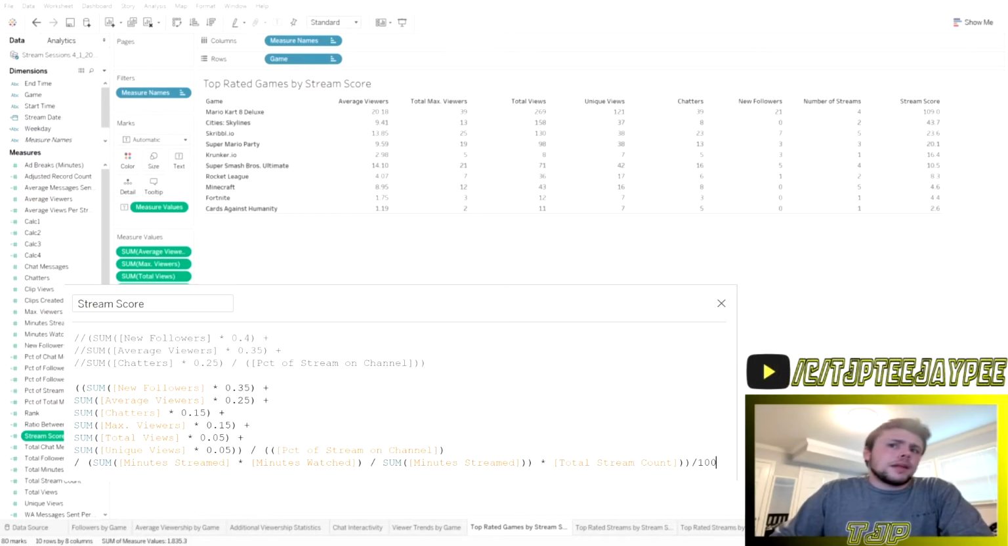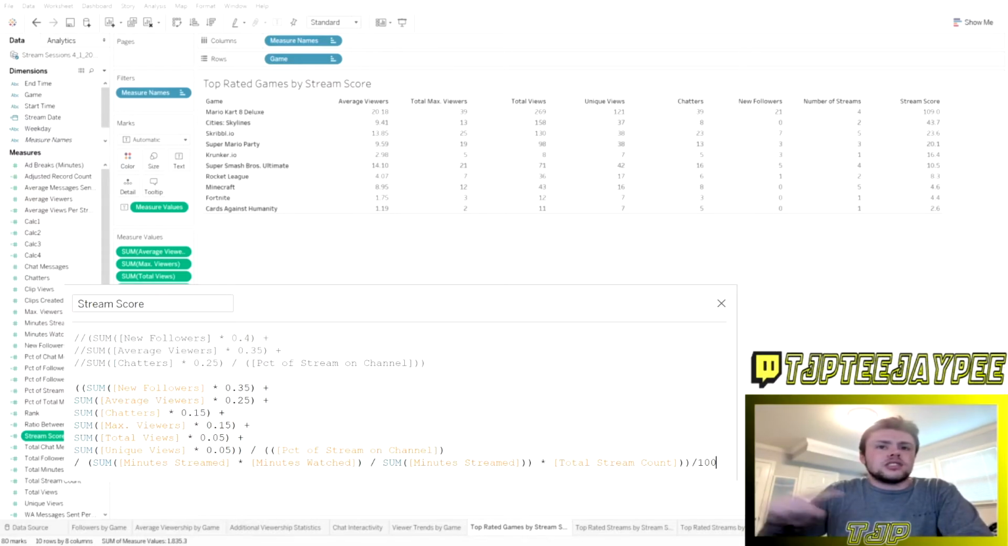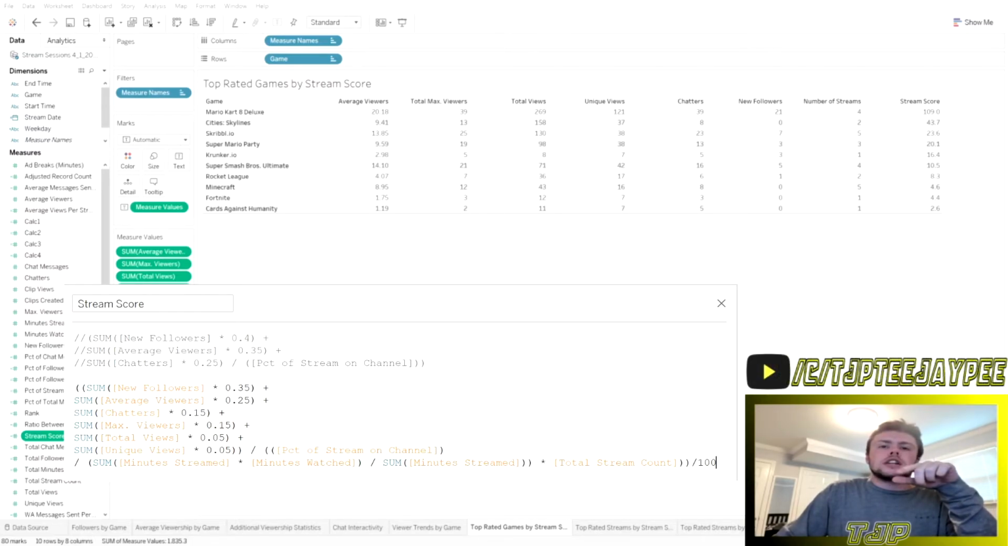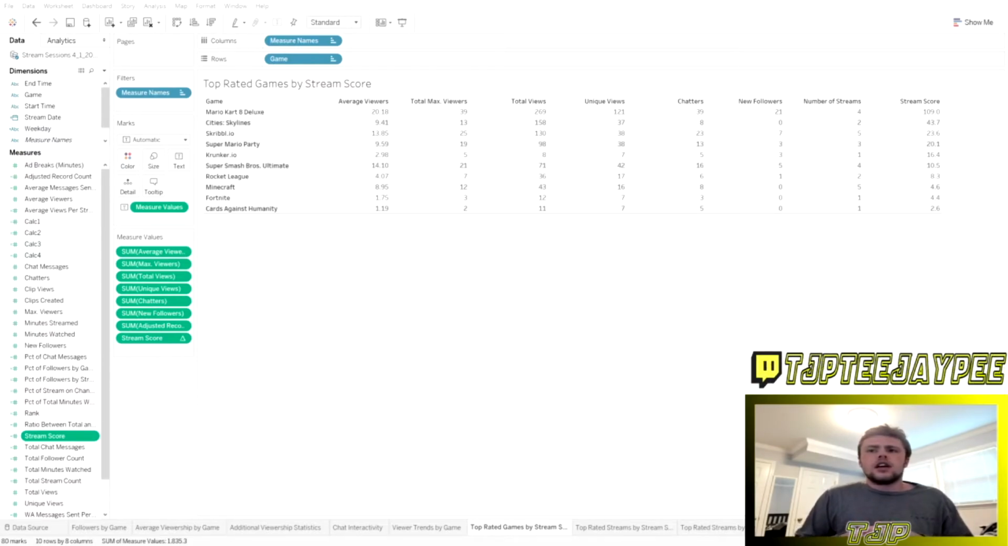So I did those metrics in the numerator, but then I also have percentage of stream on channel. So the more streams I do, the lower that could be if the standards of the followers, the viewers, and the chatters aren't maintained or they go down, right? And then I also divide the percentage of stream on the channel by the weighted average of people watching my stream. So basically, I weighted that minutes watched based on the amount of minutes I've streamed total, right? And then I multiply by the total stream count of my channel, and then I divide that by 100. That's how I get my metric. I just wanted to go with that because I feel like that gives a good indicator of what's going to perform really well on my Twitch channel, what isn't.